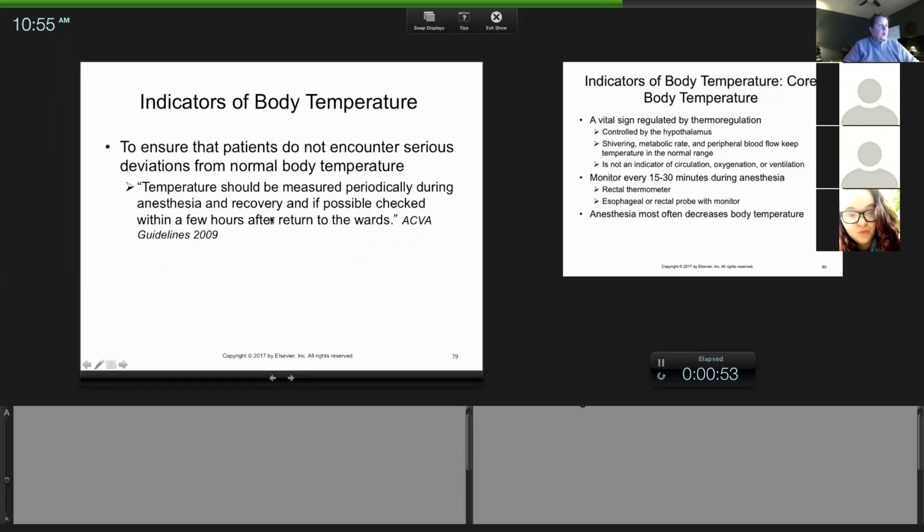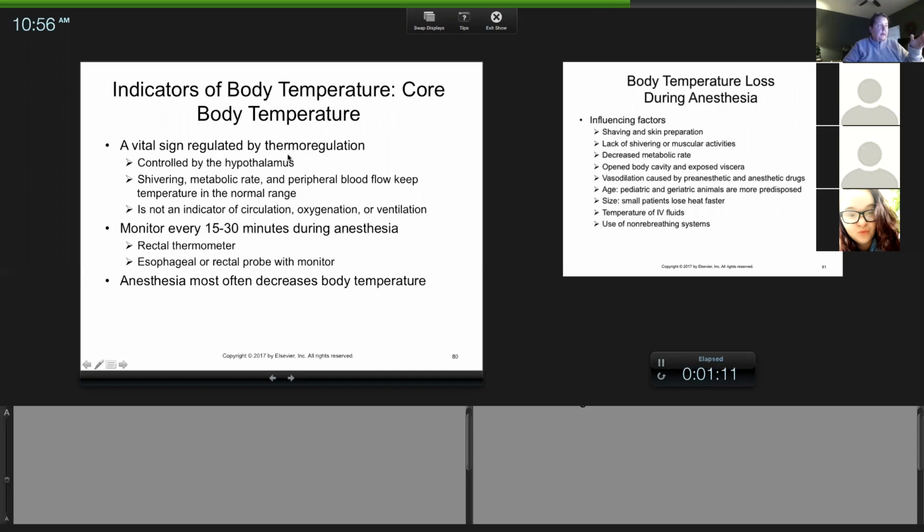The other thing that you are monitoring will be body temperature, and this is checked sometimes. It's not always checked as frequently as the other vital signs you need to be checking every 5 minutes. It is considered a vital sign. It is controlled by the hypothalamus, so that's the thermoregulation center. Now, normally if an animal becomes cold, if their temperature starts to drop, they should start to shiver, and that's going to generate body heat to bring up their temperature. The problem is, under anesthesia, they cannot shiver. They're CNS depressed, so their ability to control their temperature is diminished during anesthesia.